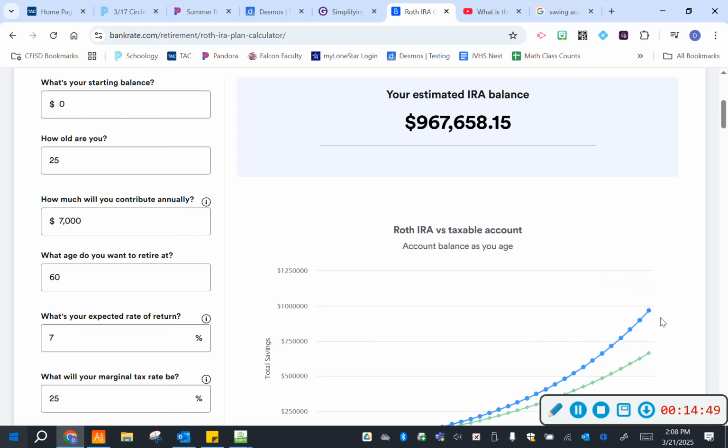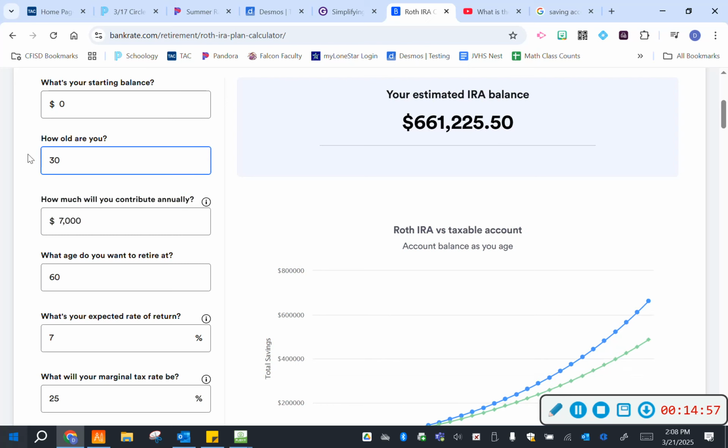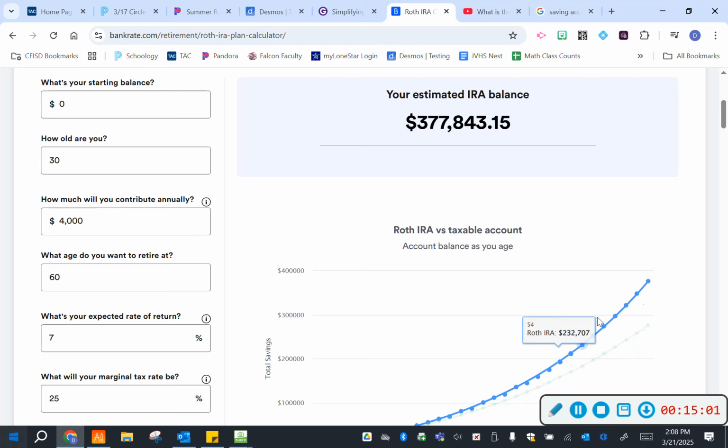That's how much it went down. It went down almost $300,000. So depending on how late you start, what happens? I have another coworker who is past 30, but she did not start until 30, and she's only contributing $4,000 each, and she's only going to have $377,000 at the end of retirement. So these things matter.